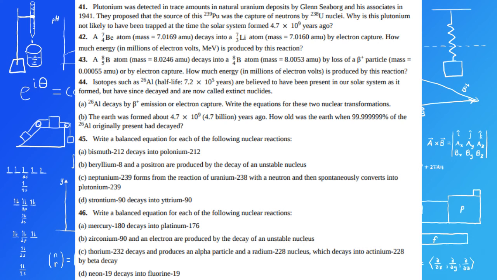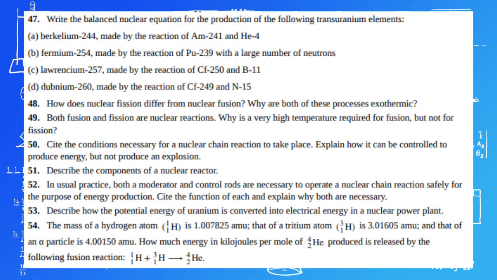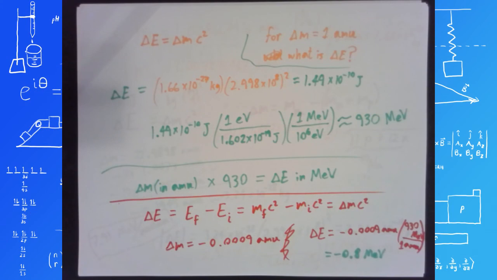45. Write a balanced equation for each nuclear reaction. We already did those. 46 is the same. Okay, pass on that. 47, more of that. We've already done it. 48. How does nuclear fission differ from nuclear fusion? Why are both of these processes exothermic? Okay, now's the time to talk about this. So, fission versus fusion.